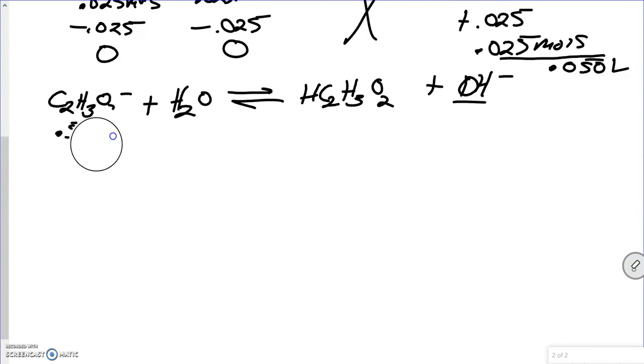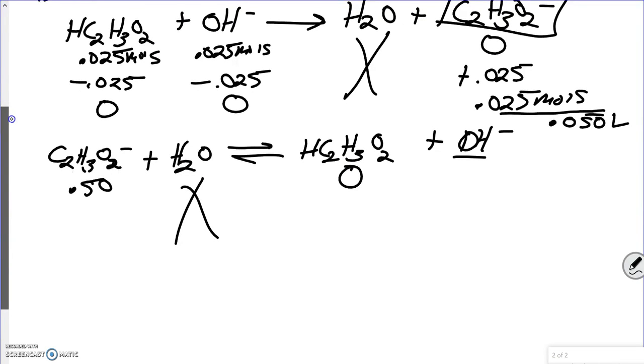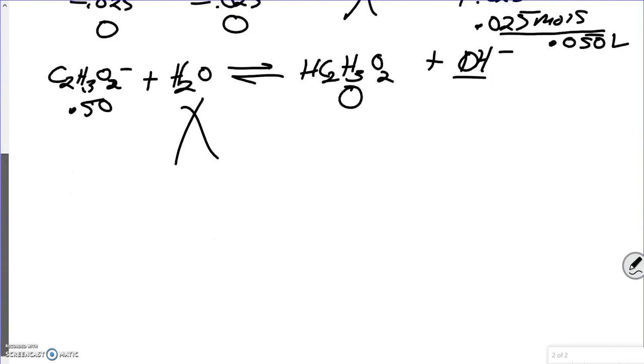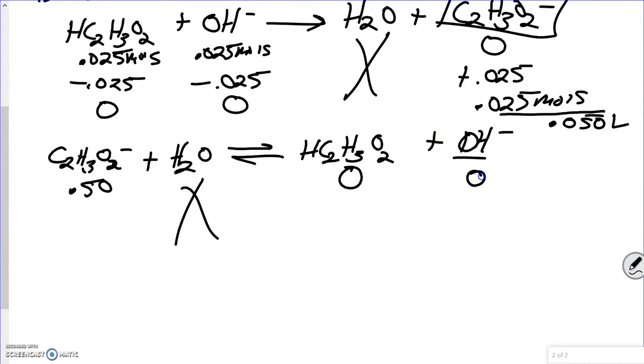I'm about to write moles here, sorry. There we go. 0.50 molar. Don't care about water. We have 0 acid, because if we go back up, notice the acid was just all used up right here. Okay, 0 hydroxide. So we minus x, 0.5 minus x, plus x, plus x, x and x.